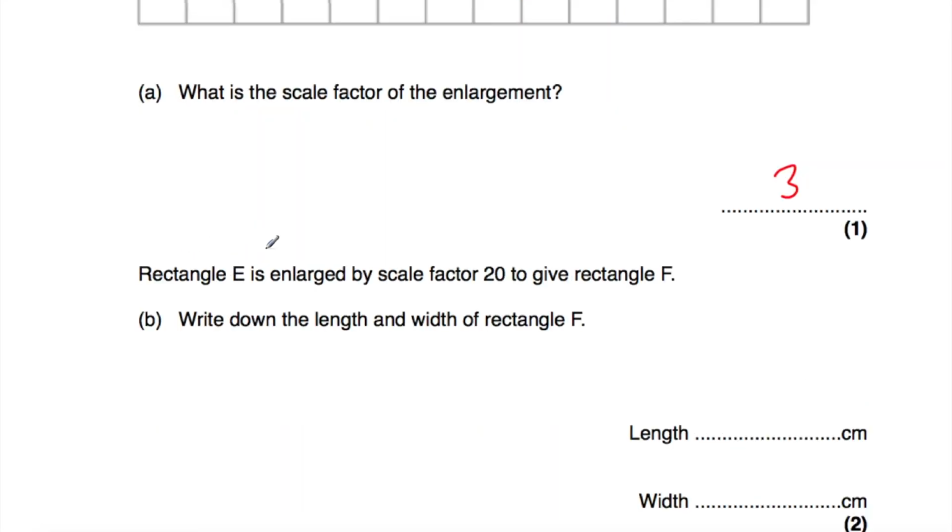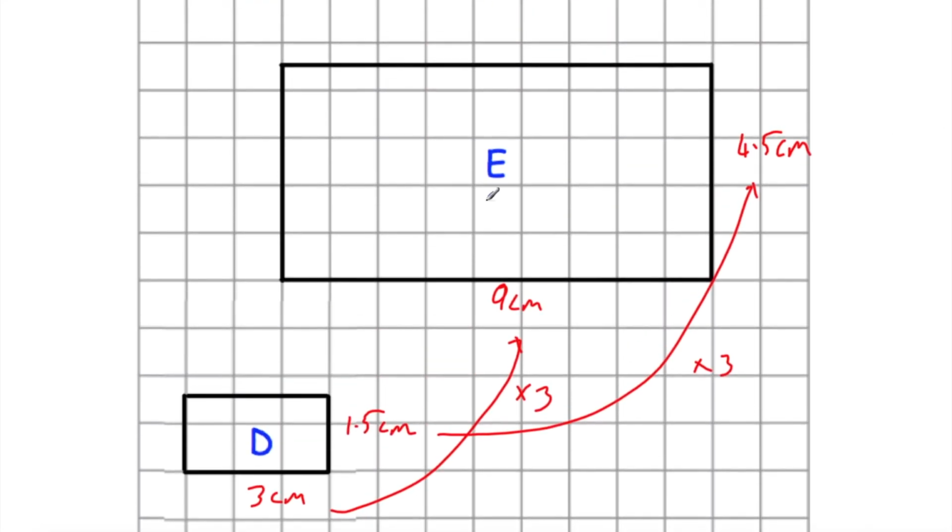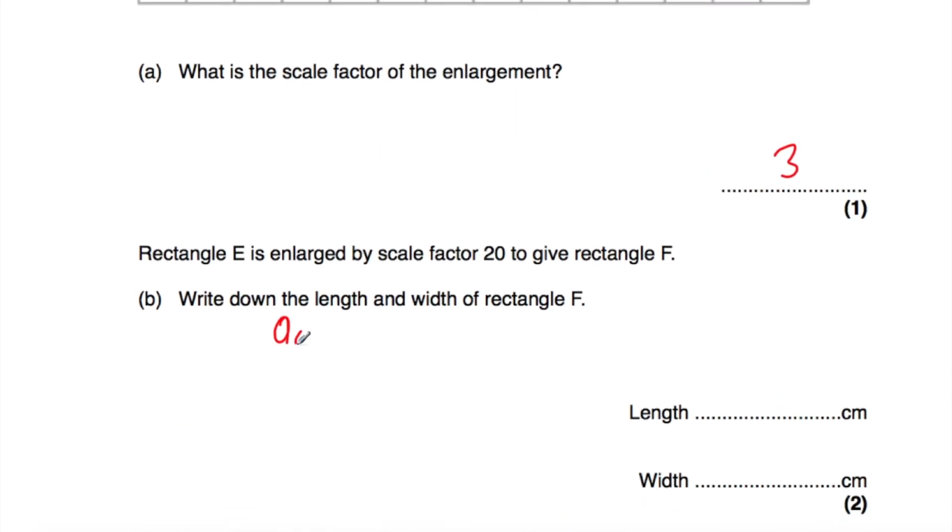And then we're told that rectangle E, this rectangle up here, which is 9 centimetres by 4.5 centimetres, I'm just going to write that down, is enlarged by scale factor 20 to give us rectangle F. And the question then says, write down the length and the width of rectangle F. Now we know that whenever we enlarge something by scale factor 20, the sides become 20 times bigger. So we just need to multiply the length of rectangle E by 20 to get the length of rectangle F, because it's going to be 20 times bigger. And likewise, we need to multiply the width of rectangle E, the 4.5 centimetres, by 20, and then that'll give us the width of rectangle F. So we're going to do 9.